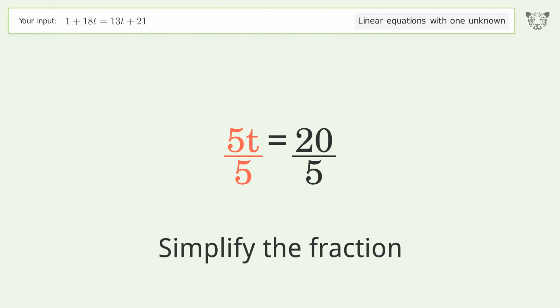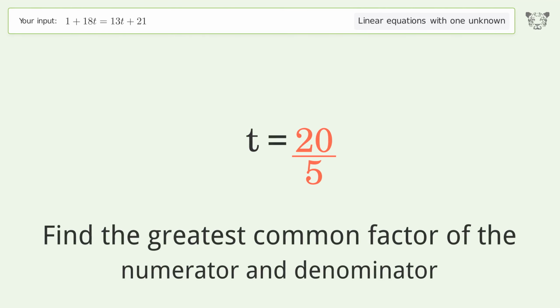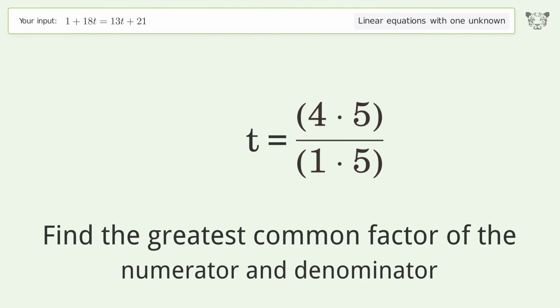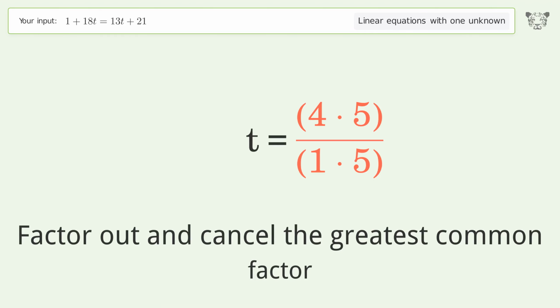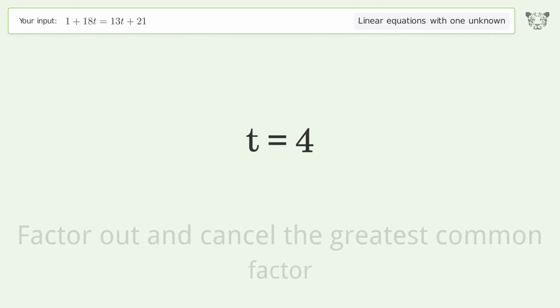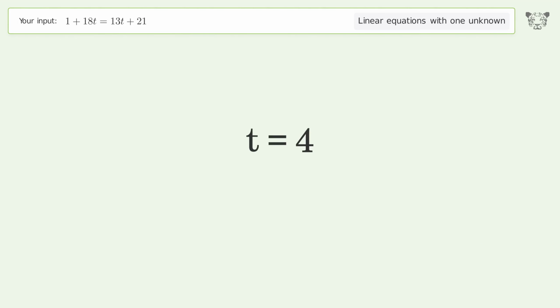Simplify the fraction. Find the greatest common factor of the numerator and denominator. Factor out and cancel the greatest common factor. And so the final result is t equals 4.